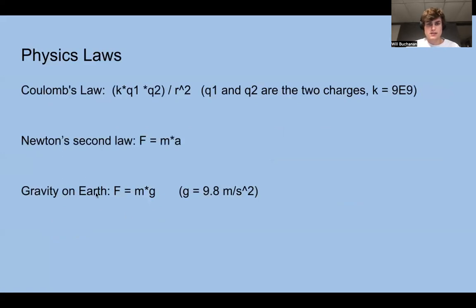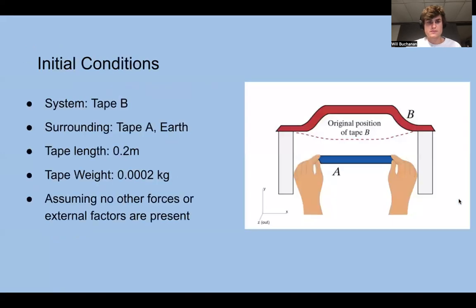And some quick laws to know include Coulomb's law right here and Newton's second law, which includes gravity on Earth. Coulomb's law is the main important one because that explains the electrical force. The initial conditions: our system is tape B, the surrounding is tape A and Earth and everything else around it. And the tape length is 0.2 meters or about 8 inches.